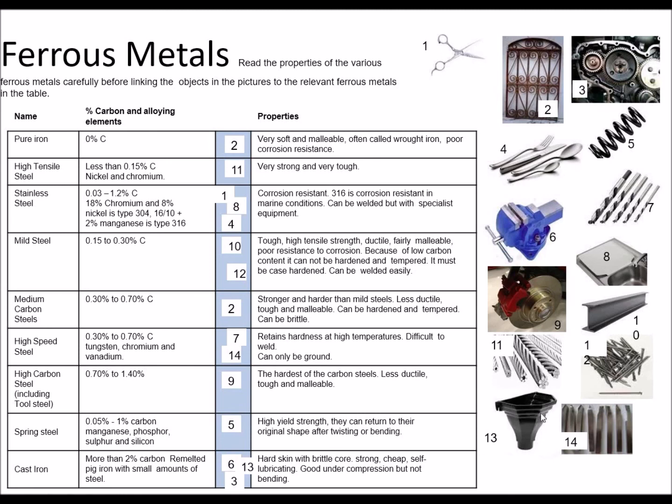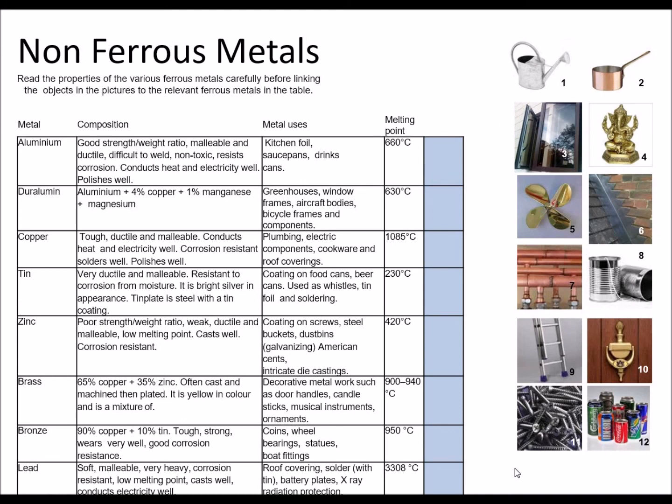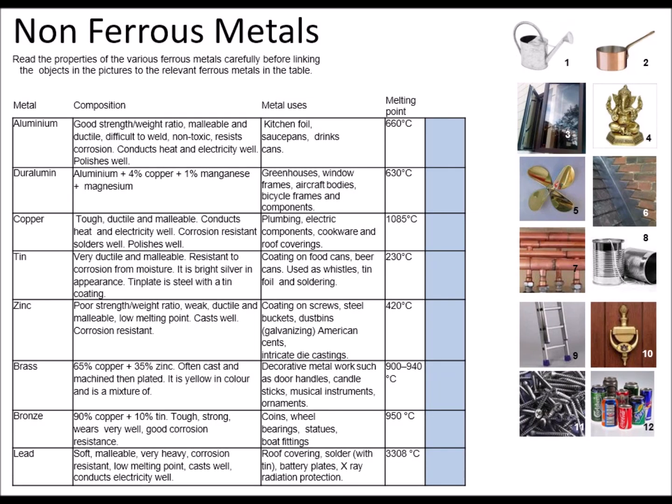So identifying different metals, you can often work out what sort of metal it is by how it's being used. Is it a spring? Well, it's probably spring steel. What I'd like you to do next is have a go at this page of non-ferrous metals. Match the application to the picture of a product. Okay, once you've done that, have a go at the woods and the plastics.